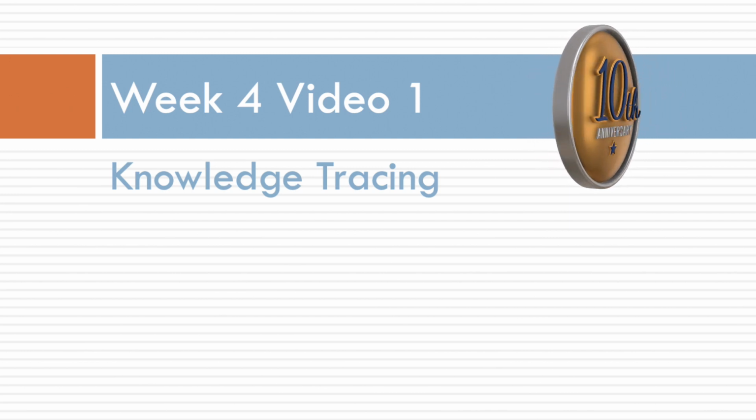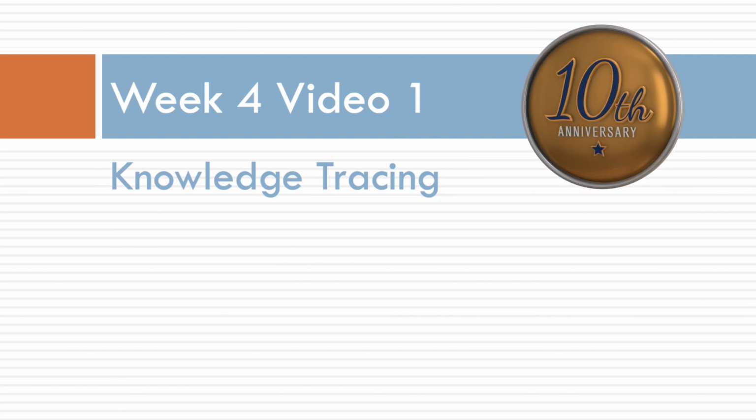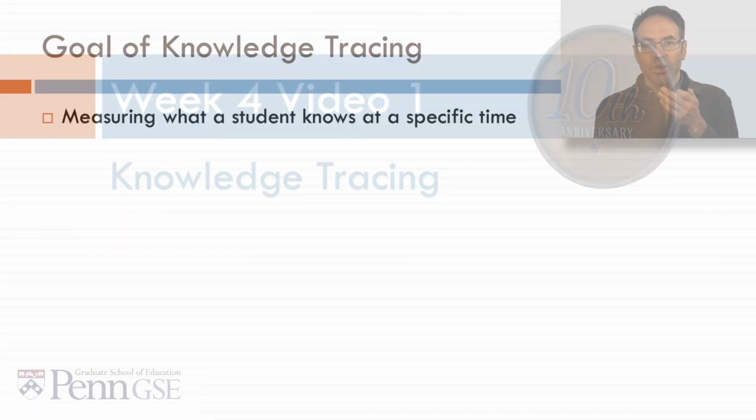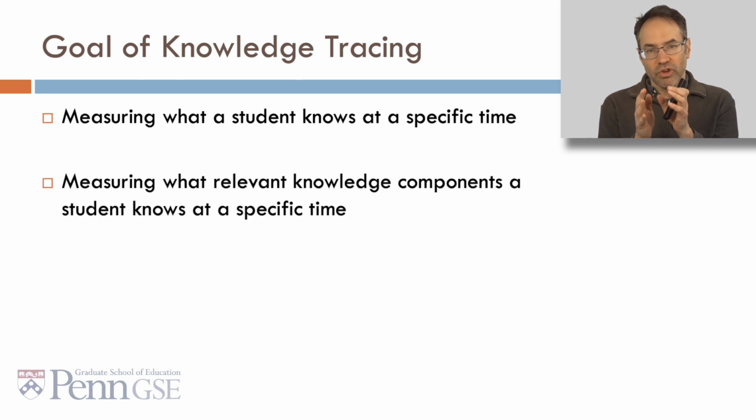Welcome to Week 4, where we'll be discussing knowledge tracing and other forms of knowledge modeling. Today we'll start with knowledge tracing. The goal of knowledge tracing is measuring what a student knows at a specific time, and more precisely, measuring what relevant knowledge components a student knows at a specific time.